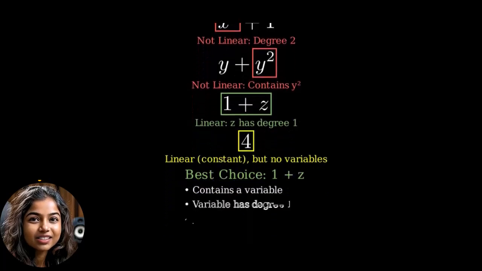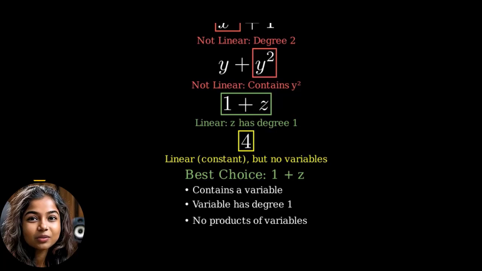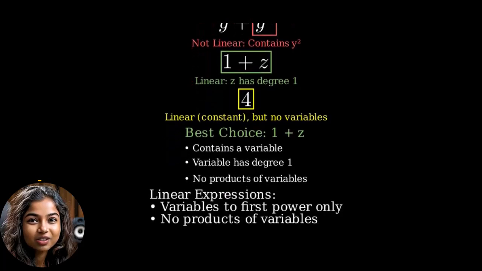It's the best choice because, first, it contains a variable, second, the variable is only raised to the first power, and third, there are no products of variables. Remember, when identifying linear expressions, look for variables that are only raised to the first power.